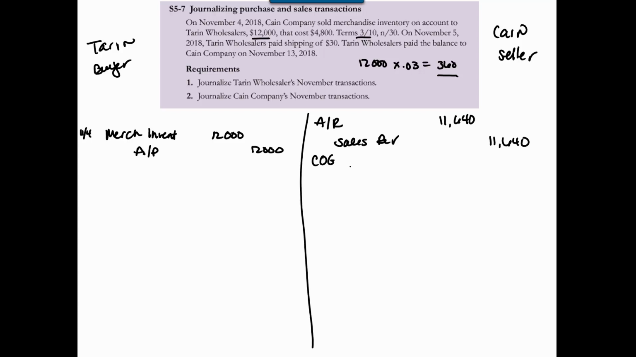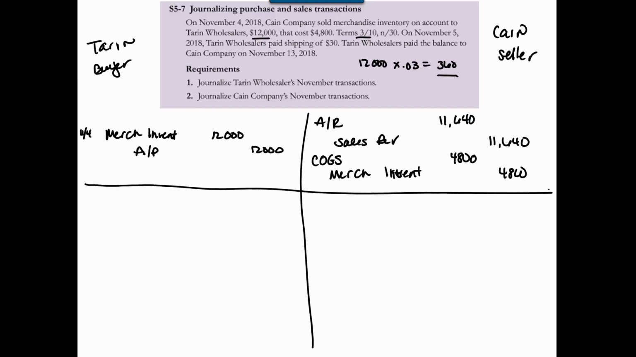And then I debit cost of goods sold, credit merchandise inventory. For the cost there, they said was $4,800. So that's what the sale looks like to the buyer, and that's what that sale looks like to the seller.